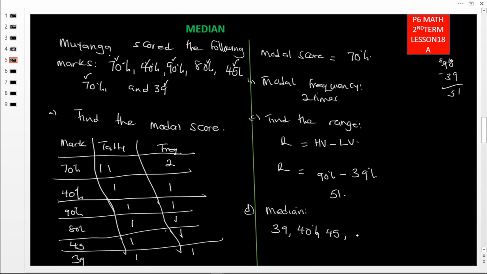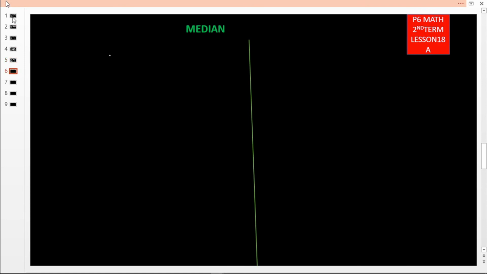From 45 we go to a 70. How many 70s do we have? We have 2 70s. Then from 70 we go to an 80. Then from an 80 lastly we get the biggest, which is a 90. So we pair them. 39 pairs with this 90, then 40 pairs with an 80, then 45 pairs with a 70. So our middle number is 70%. So our median is 70%. Alright, let me hope that we are still moving on well together.